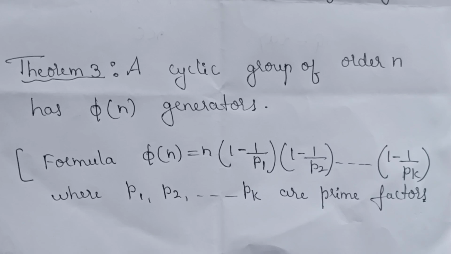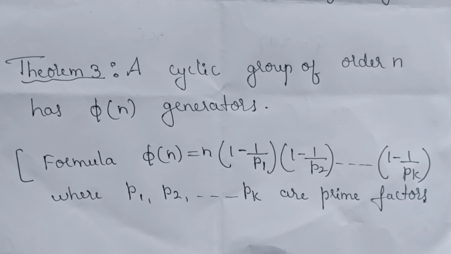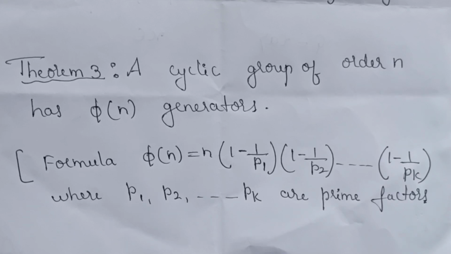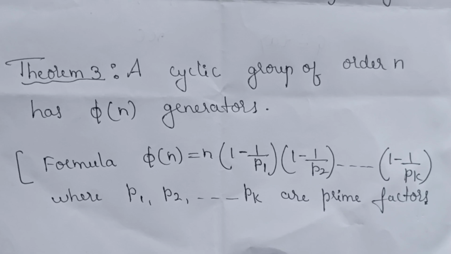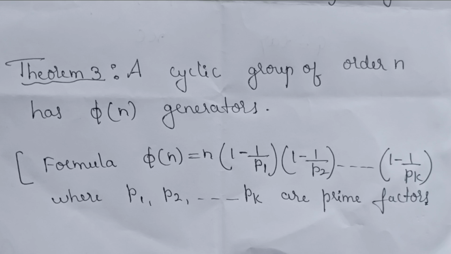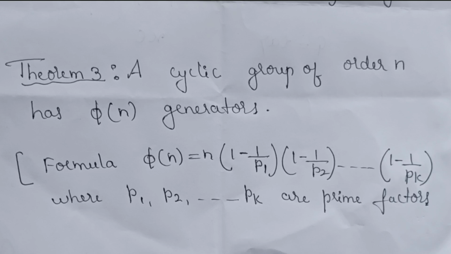And phi of n is the Euler function, and it is given by phi of n equals n into (1 minus 1 by p1) into (1 minus 1 by p2) and so on up to (1 minus 1 by pk), where p1, p2, p3 and so on up to pk are the prime factors. By using this property we solve some problems.